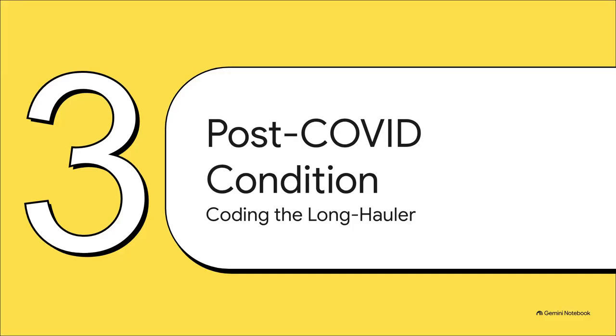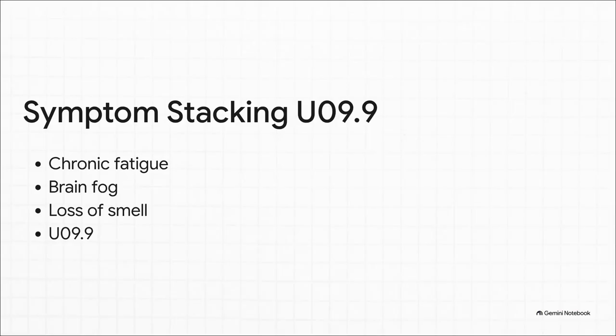All right, Section 3, post-COVID condition, coding the long hauler. As we all know, the medical community quickly realized this emergency didn't just end when the virus left the body. To track these long haulers, we use code U09.9. But here's the catch. U09.9 is almost never coded all by itself. It requires specific symptom stacking. You actually have to map it alongside the specific active manifestations documented in the patient's medical chart.